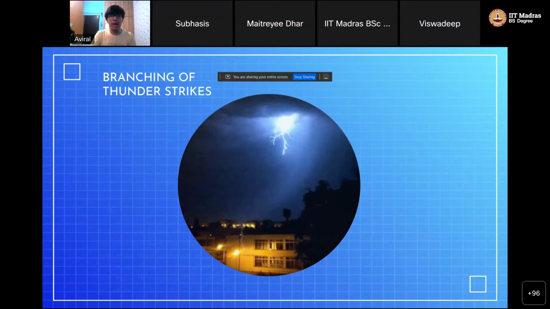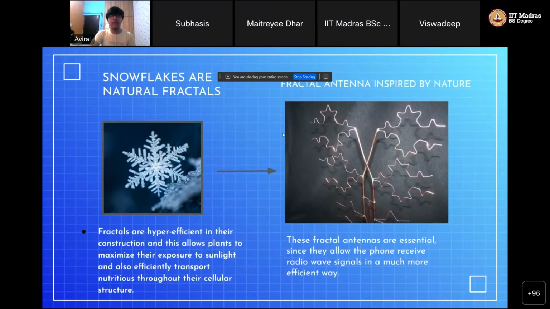So I'm going to go back to the question that I asked at the start of the slides: how are snowflakes and smartphones related? As you can see, snowflakes are natural fractals. You can see a similar self-repeating pattern in a snowflake, and if we use this pattern, it makes the antenna much more efficient. In earlier days, we used to have big antennas to tune into radio signals and TV signals.